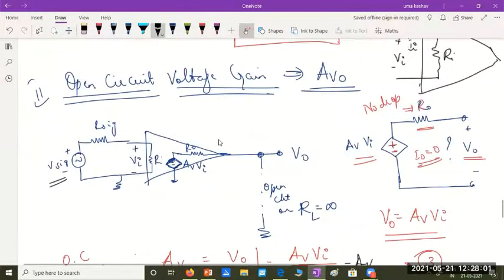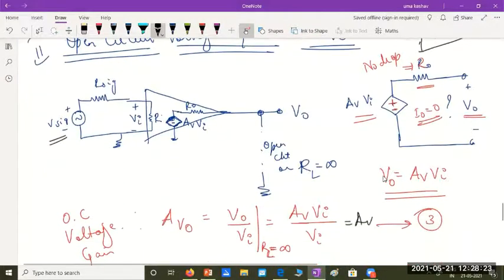Next, whatever voltage gain appears here, we also call it the open circuit voltage gain. Open circuit voltage gain is determined whenever the load resistance is not there. When RL becomes infinity, whatever voltage gain you get is called the open circuit voltage gain. So I showed you the equivalent output side of the circuit. Here we have Av Vi, R0, and this RL is absent here. RL is infinite, so it is open circuited.